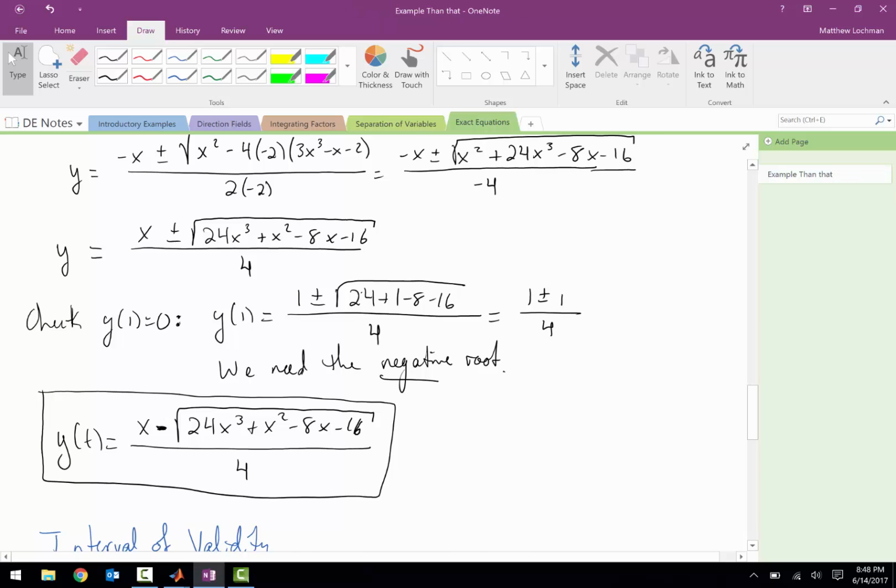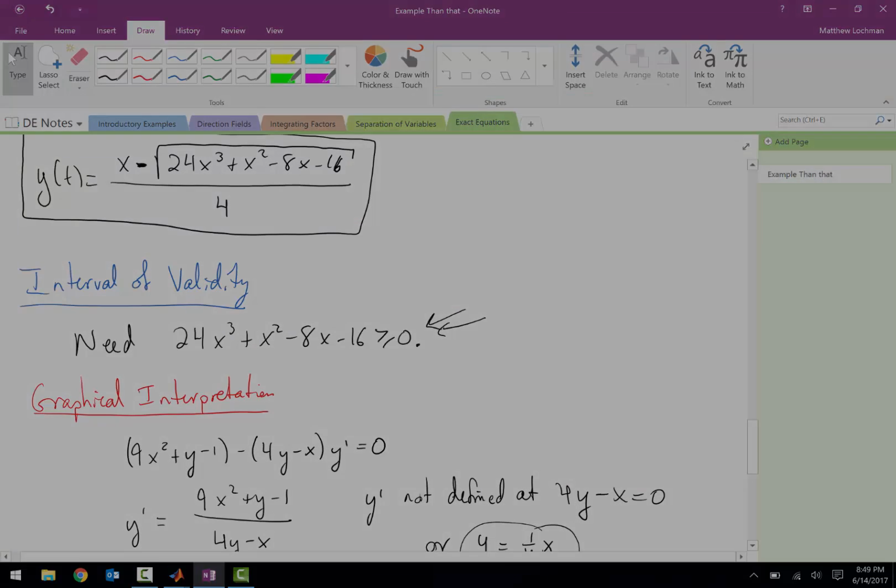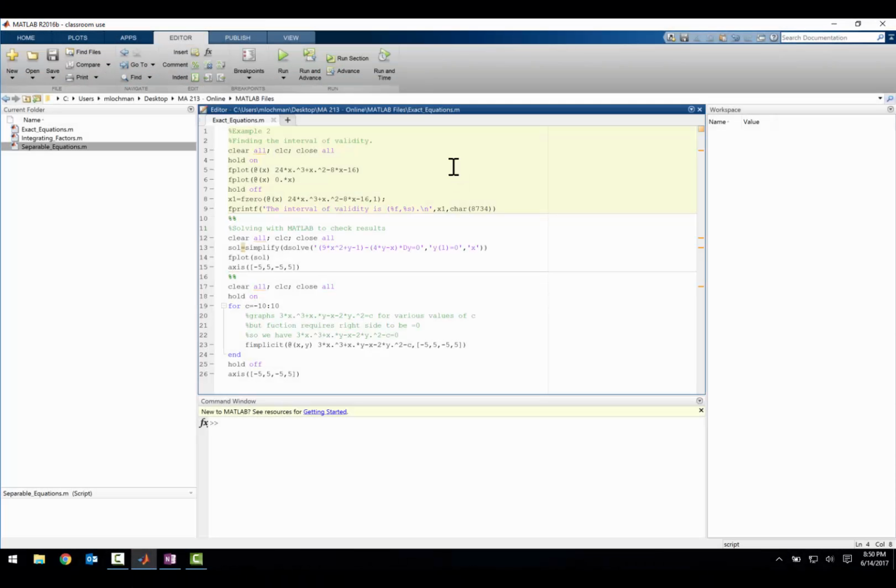All right, so anyway, now that we have that, we're going to turn to MATLAB to find the actual interval itself. Okay, so here we are in MATLAB. We're going to find the interval of validity first. I took our equation and programmed it in here. The first thing was to graph it. I also graphed x equals 0, so we don't ruin the surprise.